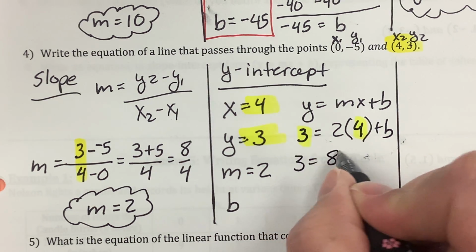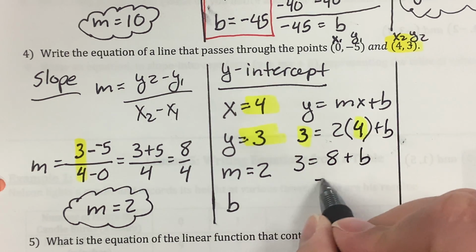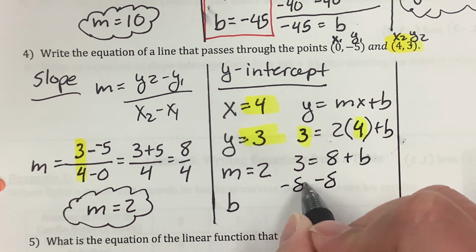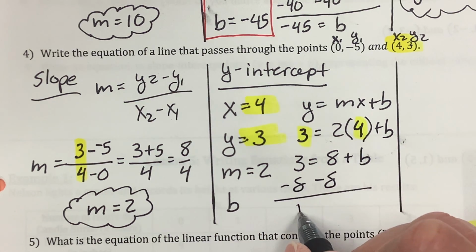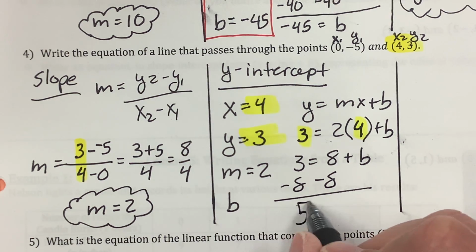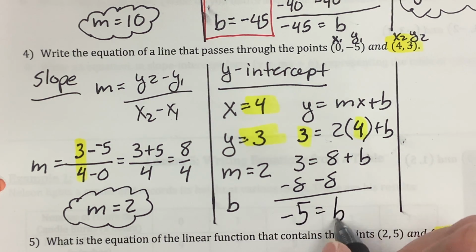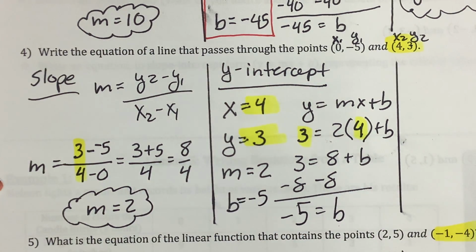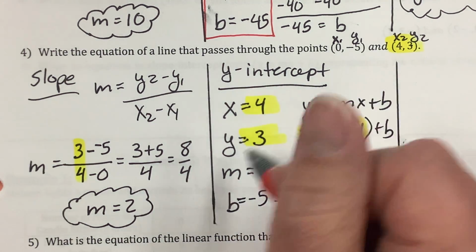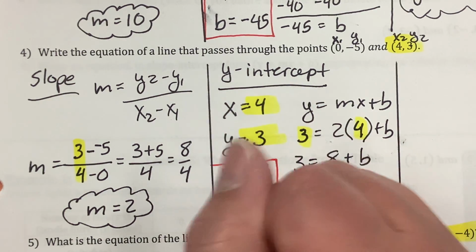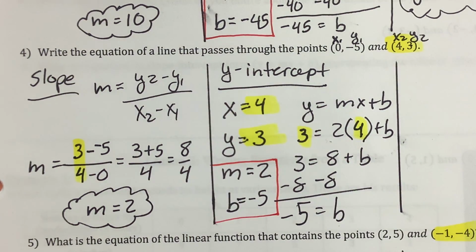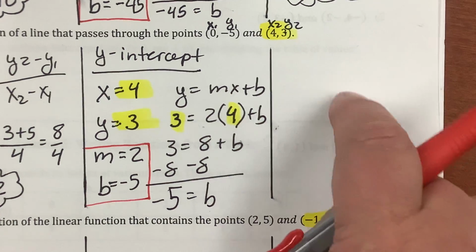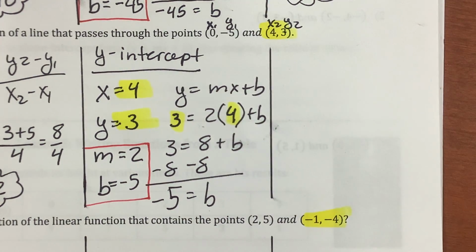3 equals 8 plus b. Subtract 8 from both sides. You get, what is that? Negative 5 equals b. So b is negative 5. Okay, these two pieces of information, m is 2, b is negative 5, that's what I'm going to need to fill into my linear equation.